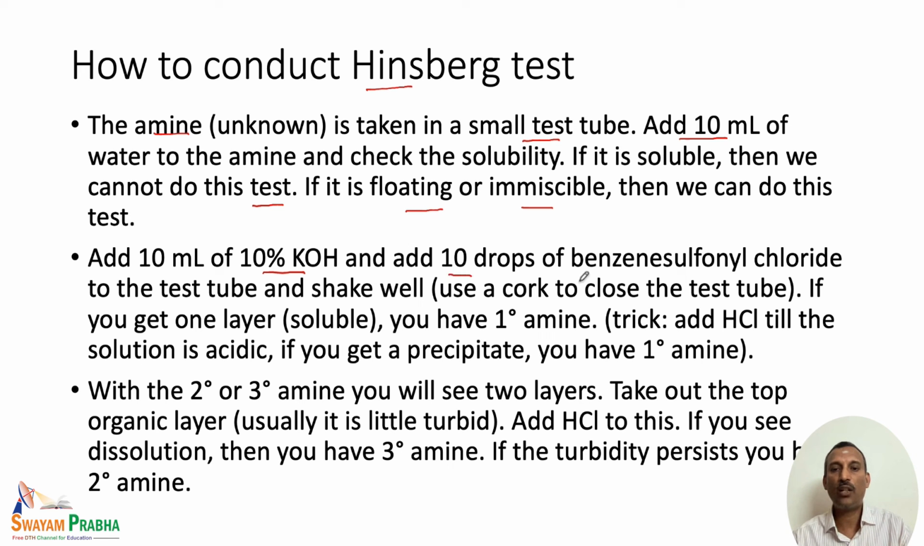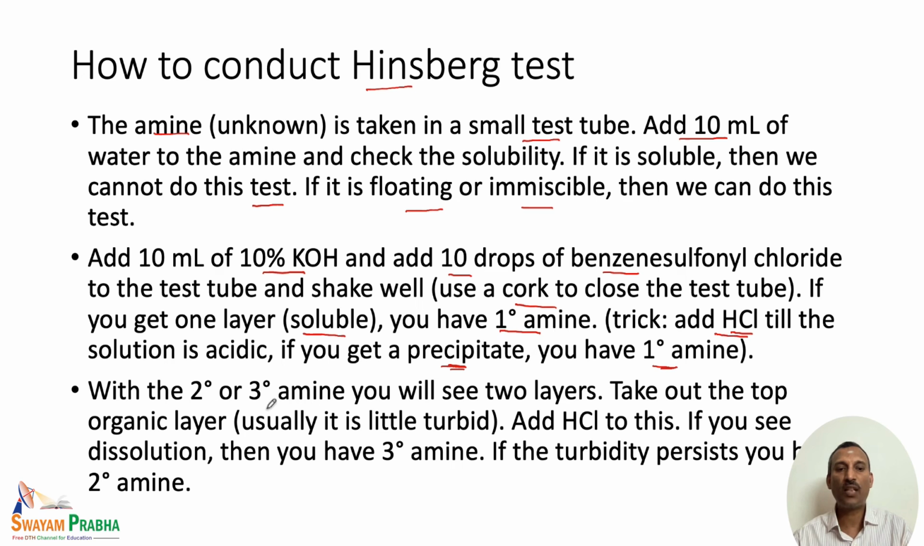Afterwards, we add 10 drops of benzene sulfonyl chloride to the test tube, and we can use a cork to close the test tube and shake very well. So, if we get one layer, that means a completely soluble layer, then we can say we have a primary amine. So, how do we know this is the primary amine? We can add a little bit of HCl, and if something becomes a precipitate or comes out of the solution, then we can say this is a primary amine.